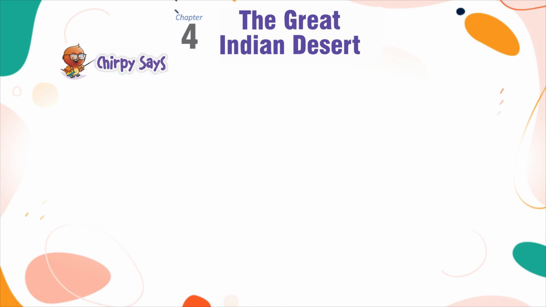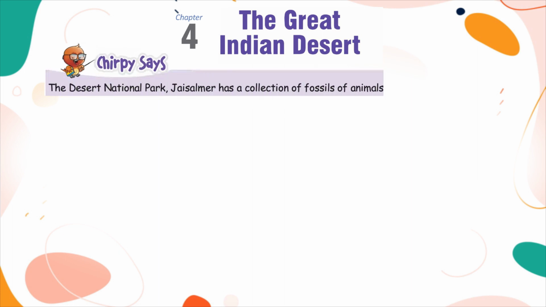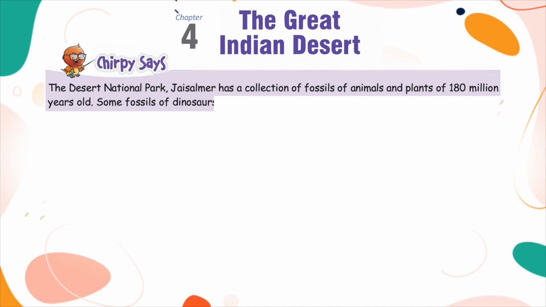Chirpy says, the Desert National Park, Jaisalmer, has a collection of fossils of animals and plants of 180 million years old. Some fossils of dinosaurs of 6 million years old have also been found in the area.